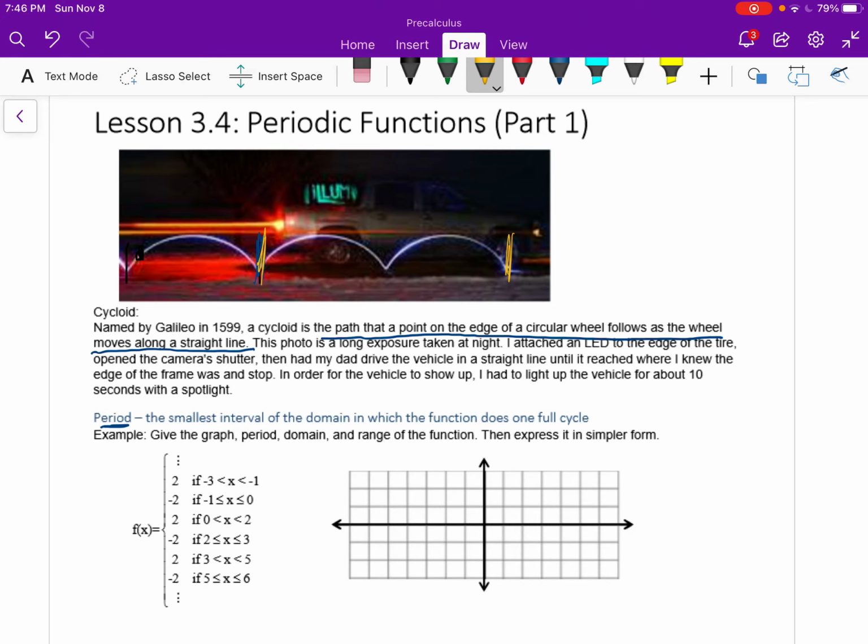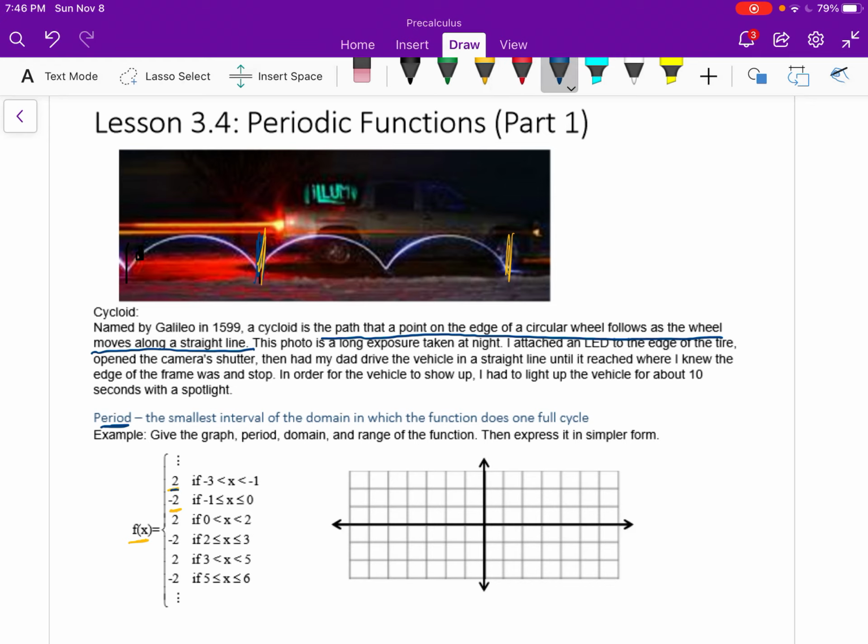So let's go ahead and look at an example here to kind of get us thinking in terms of periodic functions. Give the graph, period, domain, and range of the function, and then express it in simpler form. So f of x equals 2 sometimes and negative 2 sometimes. We're going to graph these and see if we can see a pattern, and then we're going to state these different things that are mentioned.